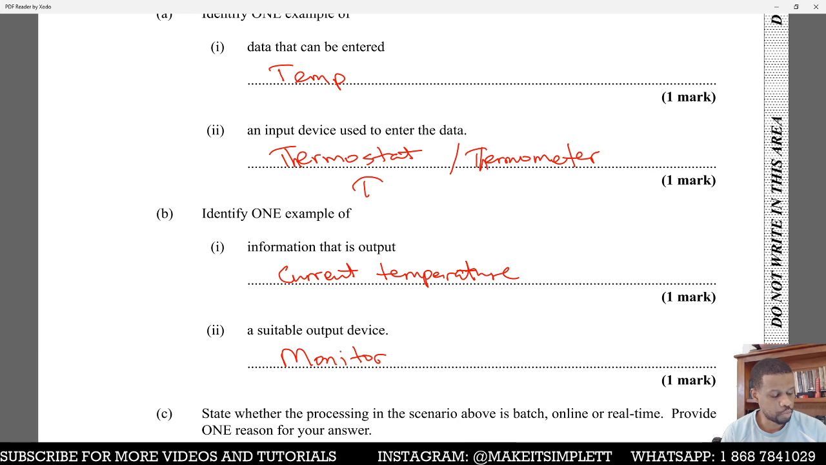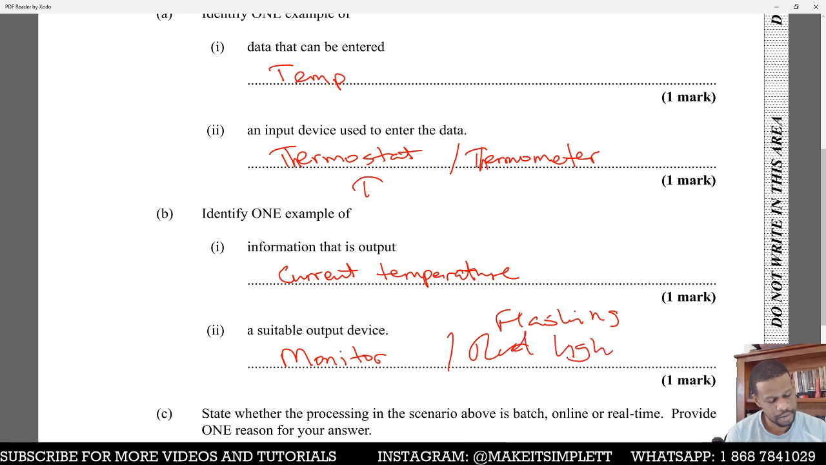Right, information as output, current temperature, yeah. So the final temperature of the water, yeah, that'll be a good answer to this one. Suitable output device would be a monitor. I don't know what else would be a good output device. Good. Next thing, you have a light flashing whenever the temperature is too high. People like red. Flashing red light. So once the red light is flashing, everybody knows there's danger.